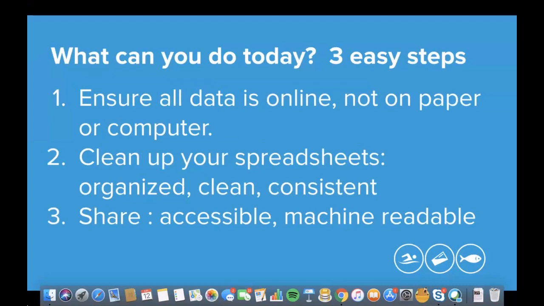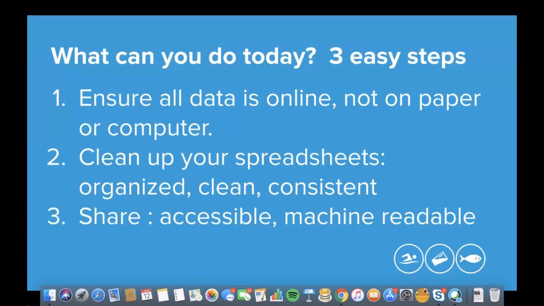We've heard nightmares of health units losing all their data because it was kept on a USB, or on paper, and somebody moved it and they lost all of their data. So again, everything online is something everyone should be able to do. Clean up your spreadsheets, so they're organized, clean, and consistent. As I showed you, tabular data should be in columns with headers, and I'll speak to that a little more at the end, along with some assistance that we can provide.